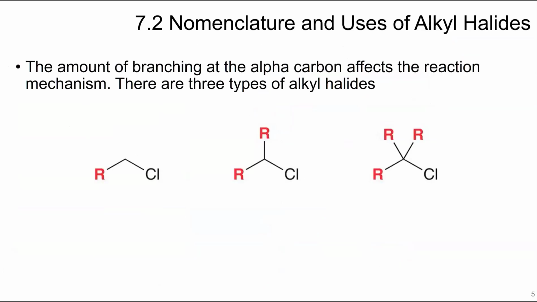The amount of branching at the alpha carbon affects the reaction mechanisms, and there are three types of alkyl halides. The alpha carbon is the carbon that the halogen is immediately connected to. If the carbon that your halogen is bonded to has only one other carbon, this is a primary alkyl halide. If this carbon is bonded to two other carbons, this is secondary. This is tertiary.